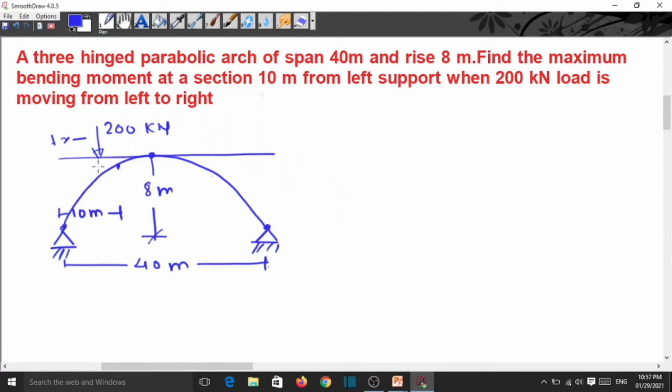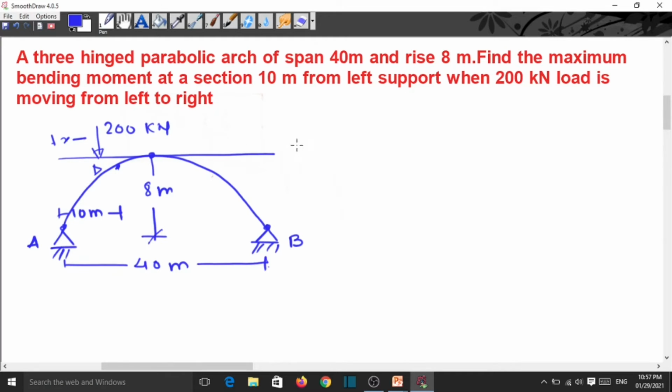Suppose this point is D, which is 10 meter from the left support. Here is support A, and this is support B. Now here we have to use the ILD, and for that we have to draw the ILD.